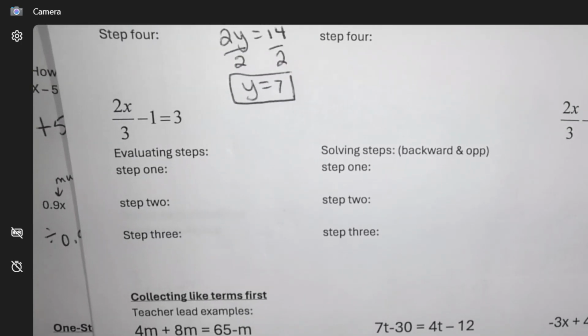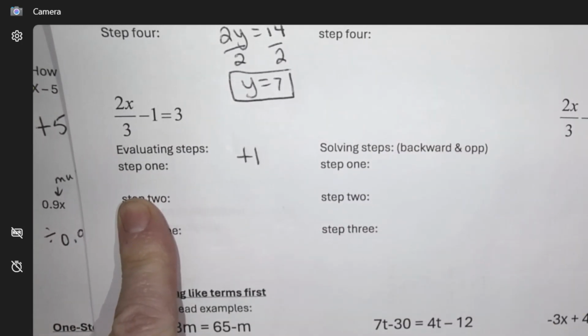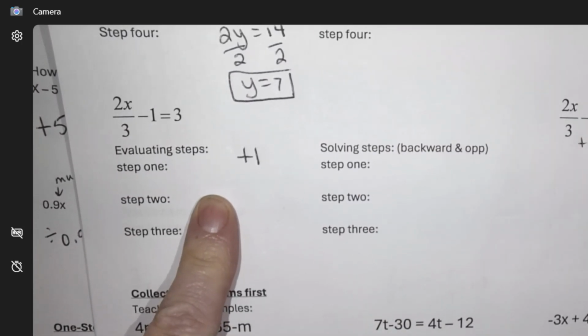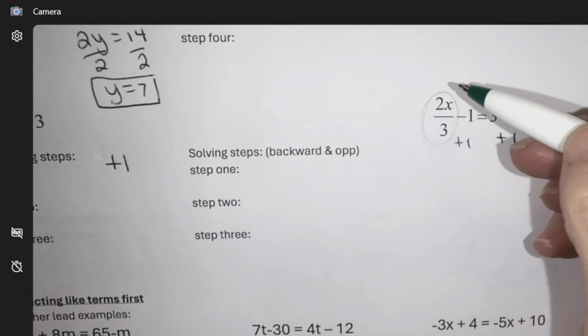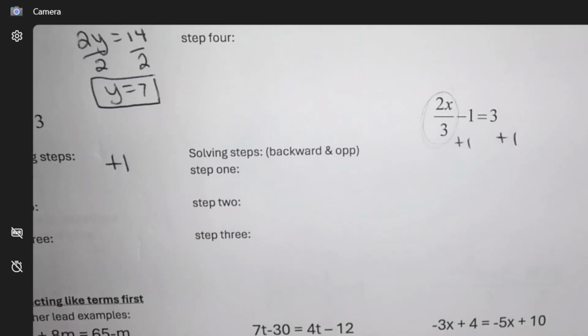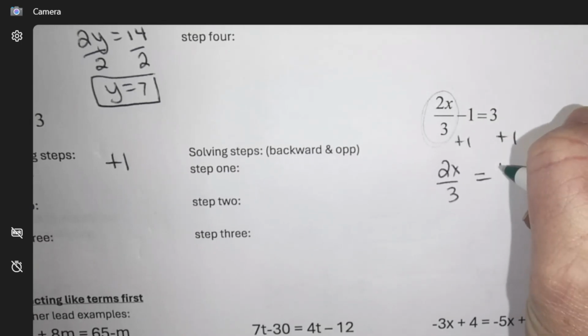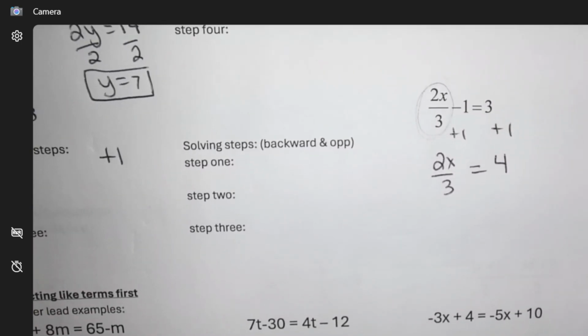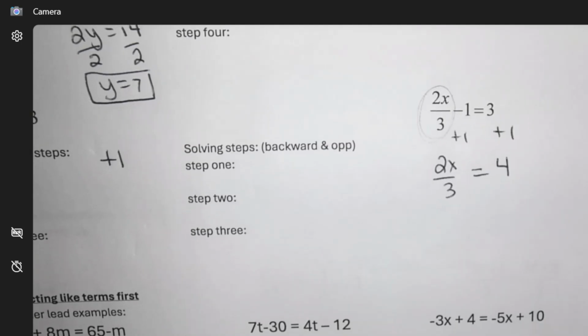So what is our first step on this question? Step 1. So you have to add 1. This is glued. That's glued together right now. So we're going to get rid of that. Okay, what are we thinking now? We got 2 more things to do.